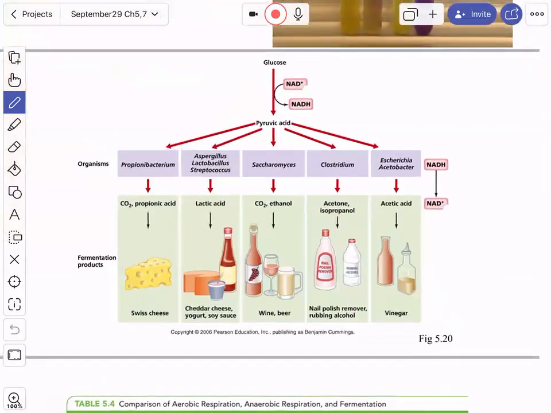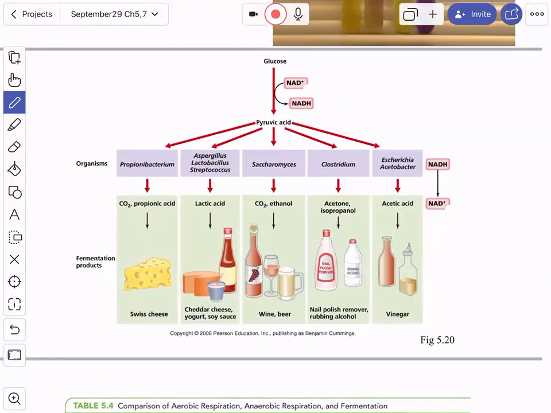And lastly, I just want to make the point that, you know, we talk a lot about how bacteria make us sick, and we focus a lot on that, but they do a lot of good things for us too. So I don't want you to memorize what organisms do what, or memorize these products. Just appreciate the fact that bacteria do some good things for us, right?